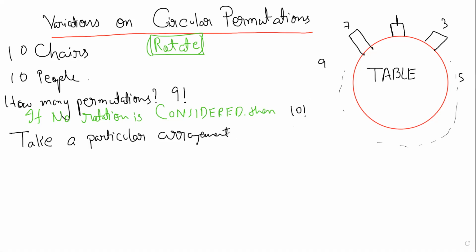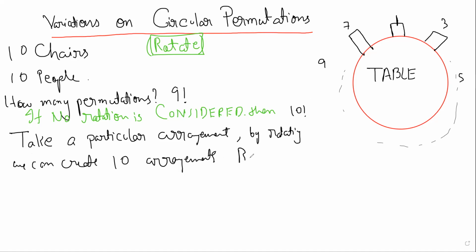That's clear. Now, it is very similar to what has been said already, but still, take a particular arrangement. By rotating, we can create 10 arrangements. But all these 10 different arrangements are actually the same for us. We have counted them as different, but they are the same for us, so we must divide.